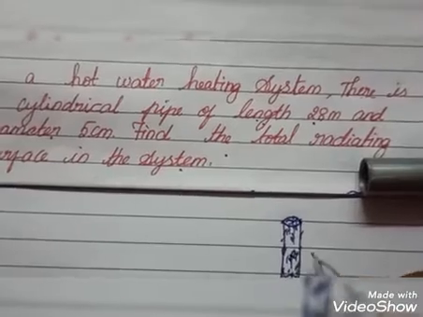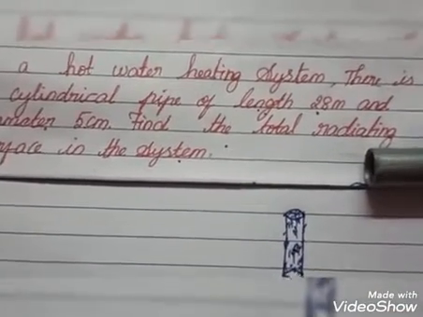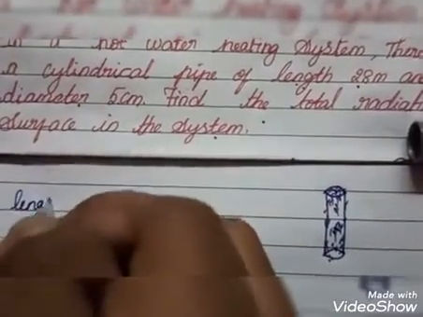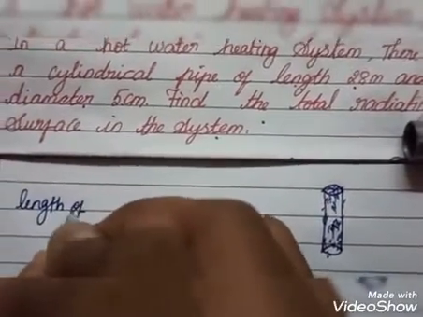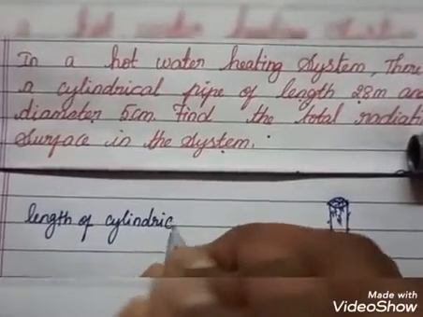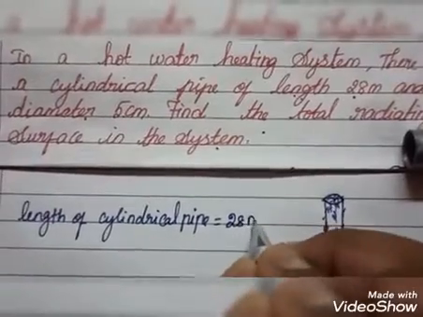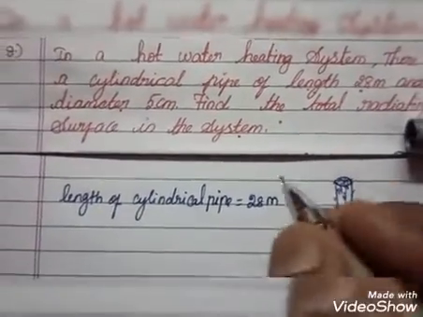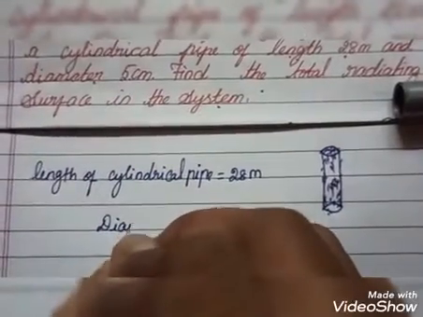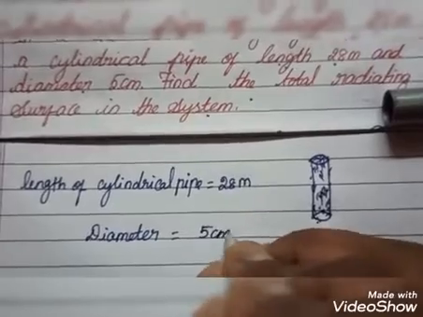The rod is in the shape of a cylinder, so you need to find the total surface area of a cylinder. What are the given values? They have given the length of the cylindrical pipe: 28 meter, and the next one, diameter, which is equal to 5 centimeter.